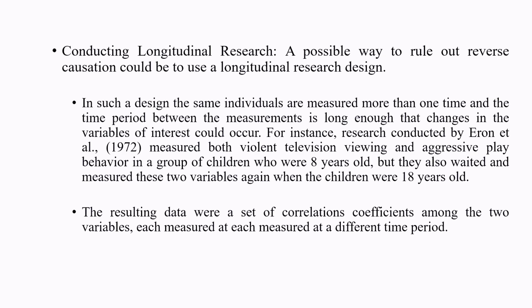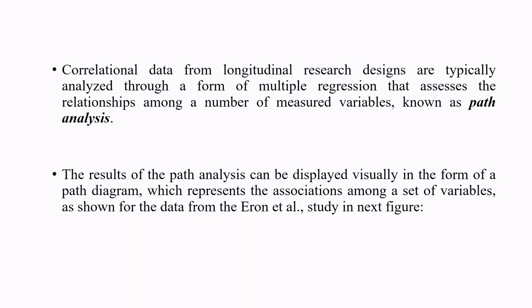So Aaron and colleagues wanted to measure violent television viewing and aggressive play in a group of children who were 8 years old. The first time they measured this, they took out a correlation. Then they waited almost 10 years to measure this again when the children turned 18 years old. Same measurement at 8 years old and 18 years old, 10 years is a lot of time. The resulting data was 2 sets of correlations, each measured at a different time period. Let us see what happens.